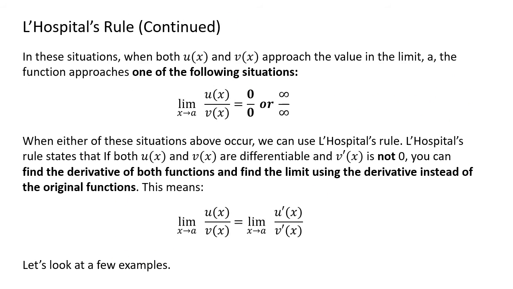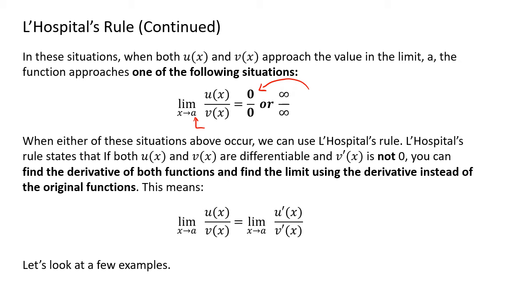So what we're going to look at here is when we have two functions divided by each other, u of x divided by v of x. We look at the situation where, as each function approaches that number a, it comes up with one of two scenarios. Either it's 0 divided by 0, so both of these functions, u of x and v of x, approach 0, or they both approach infinity, being a number so large that it's indeterminate. So both of these are called indeterminate forms.